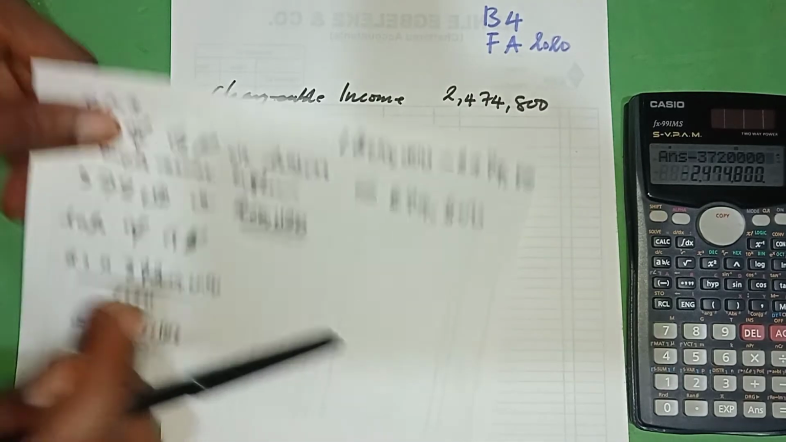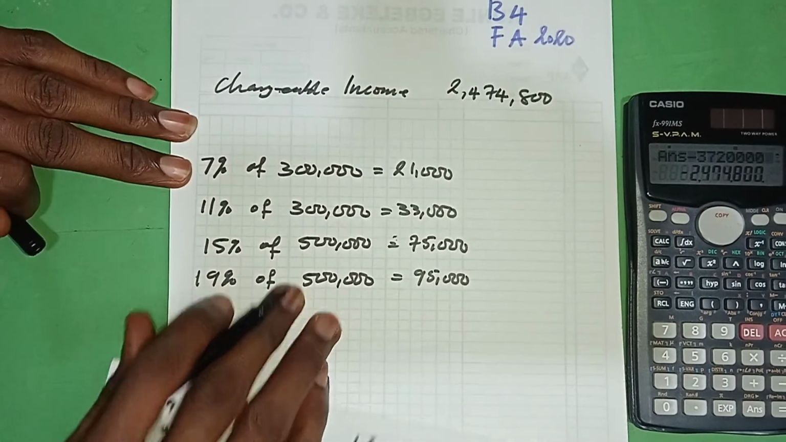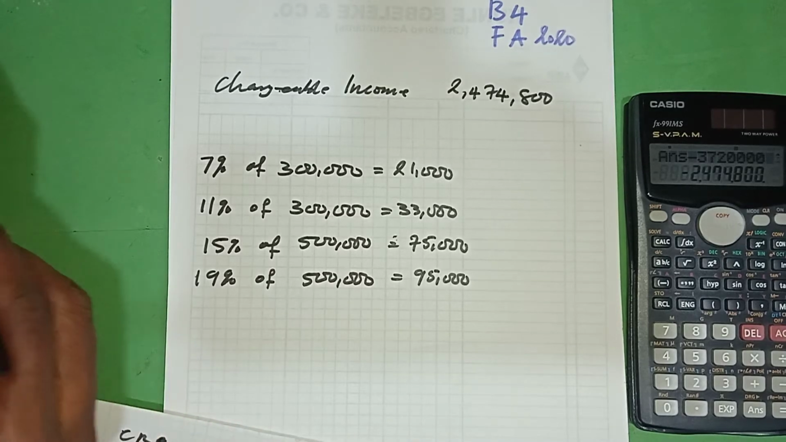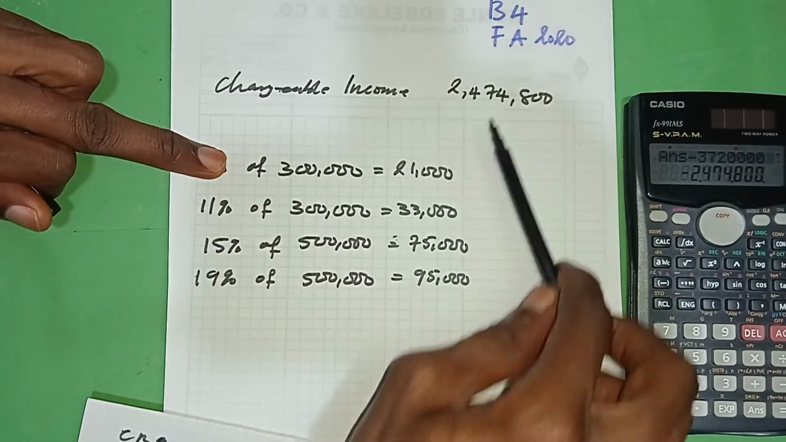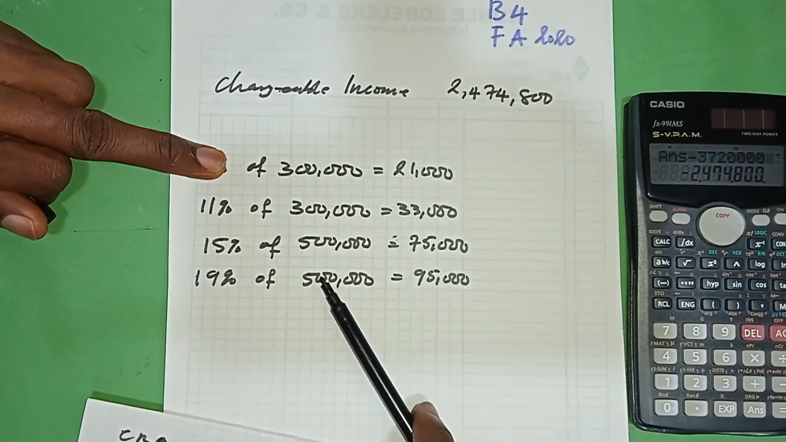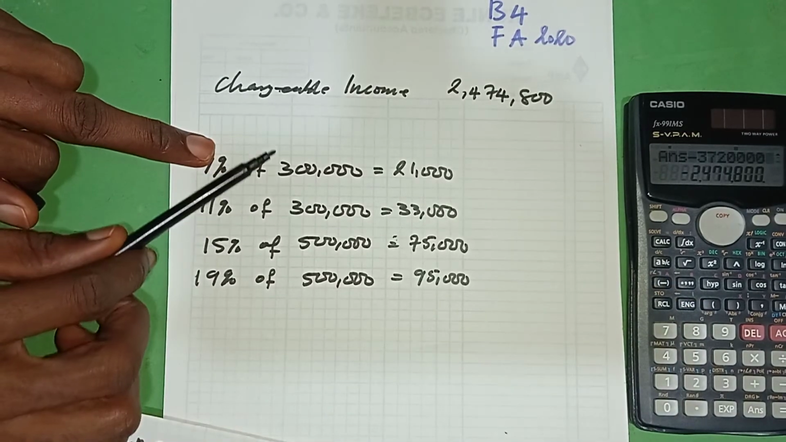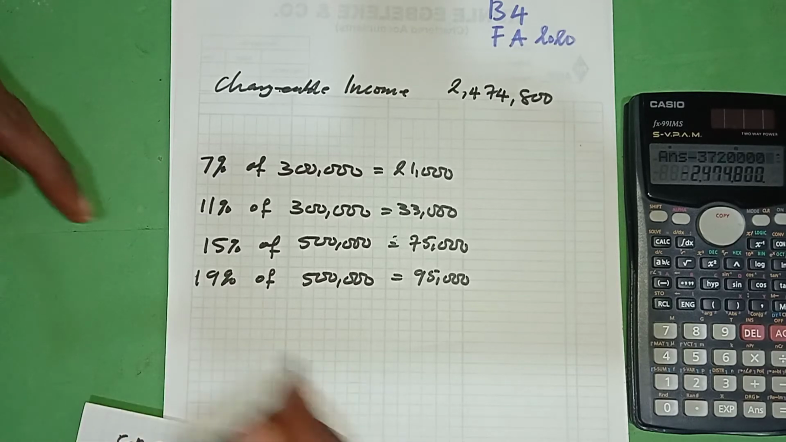Now, this 874,800 is what we are going to put here at the rate of 21%. We deduct this amount from here, 500 minus this, and we'll find out that we have exhausted 1.6 million. And the next one is 1.6.